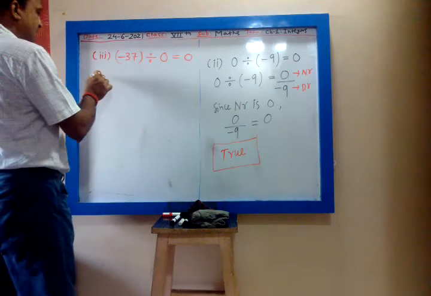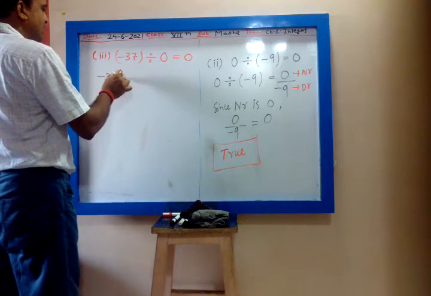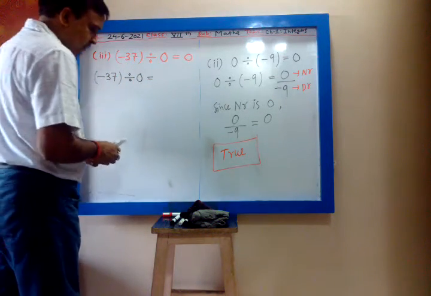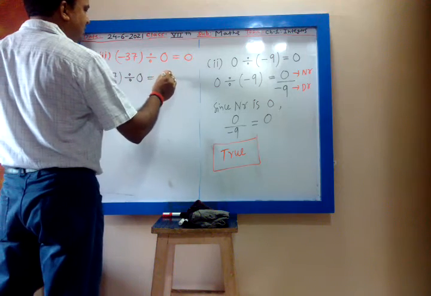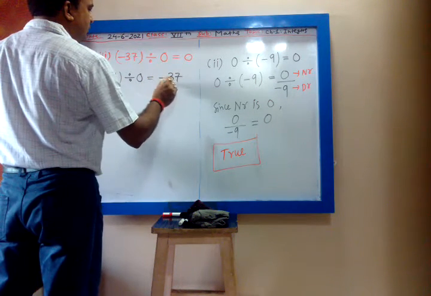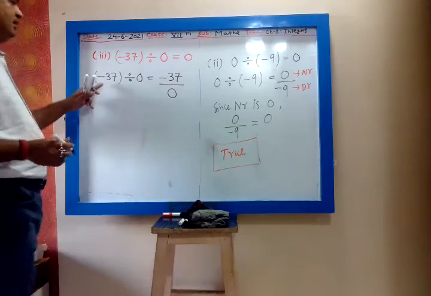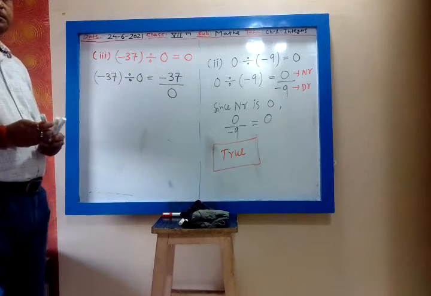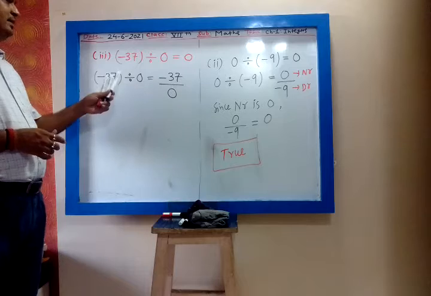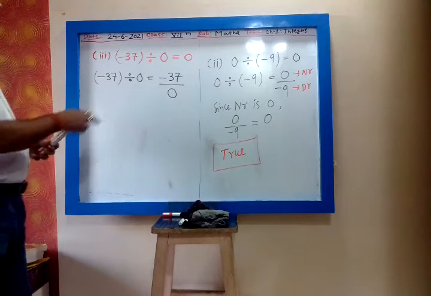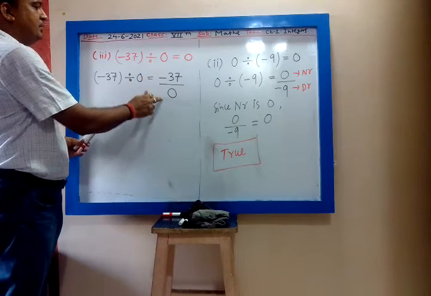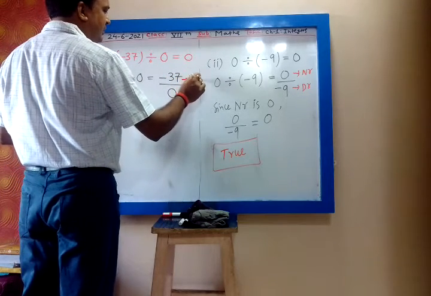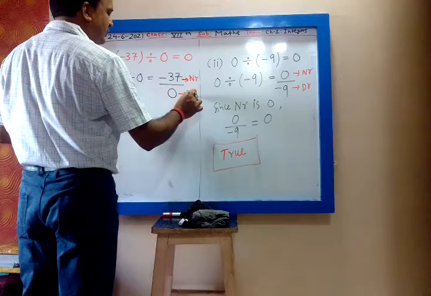Minus 37 divided by 0, we can write minus 37 upon 0. A divided by B, I can write A upon B. So minus 37 divided by 0 is minus 37 upon 0. Now where is this minus 37? It is in the numerator. And where is this 0? 0 is in the denominator.